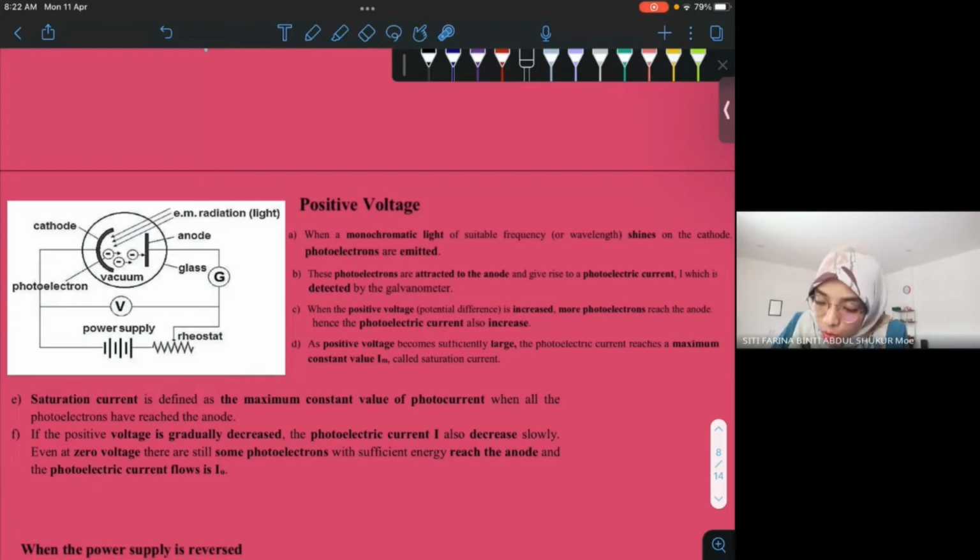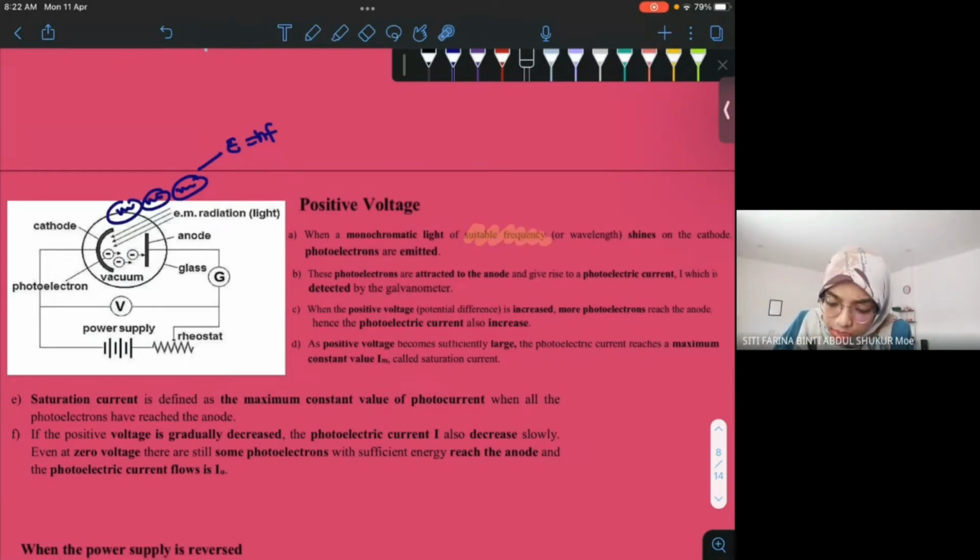Okay, when you have a monochromatic light, which is our EM radiation, of suitable frequency or wavelength shining on the cathode, photoelectrons are emitted. Basically kita akan suluh cahaya. Cahaya yang datang ini semua, all these lights here, kita panggil dia photon, carries energy which is equals to hf. Sebab tu dia kata with suitable frequency dekat sini.